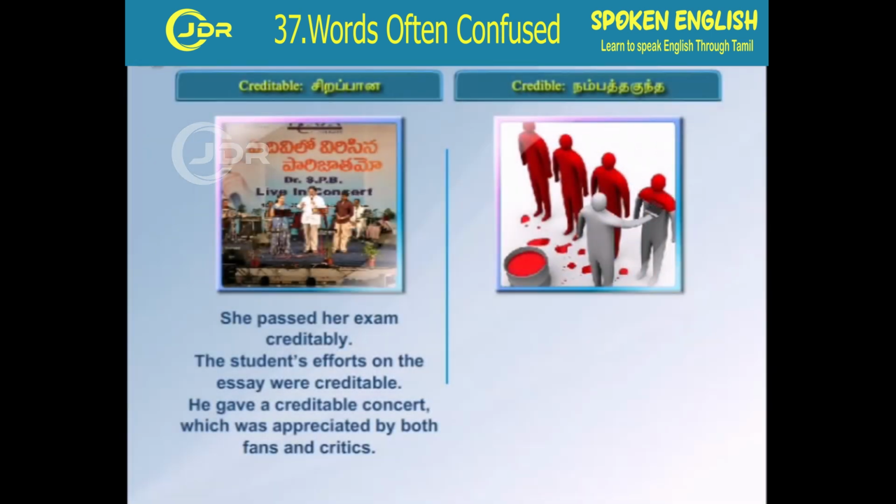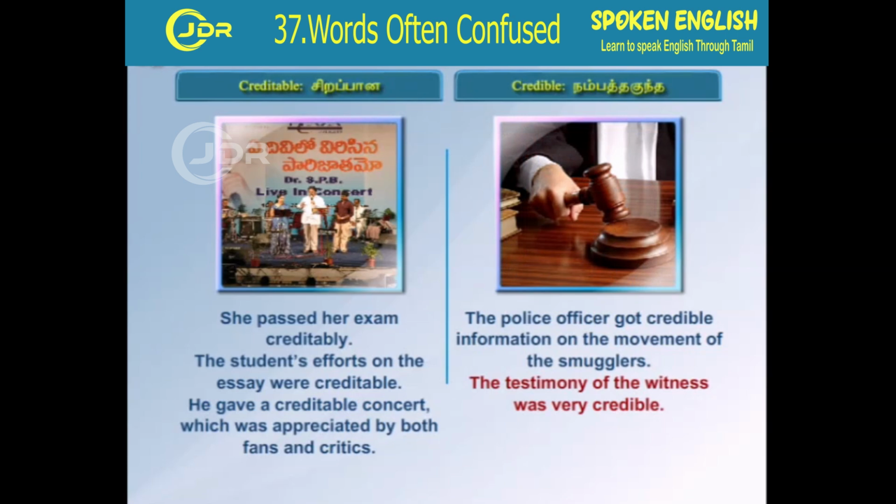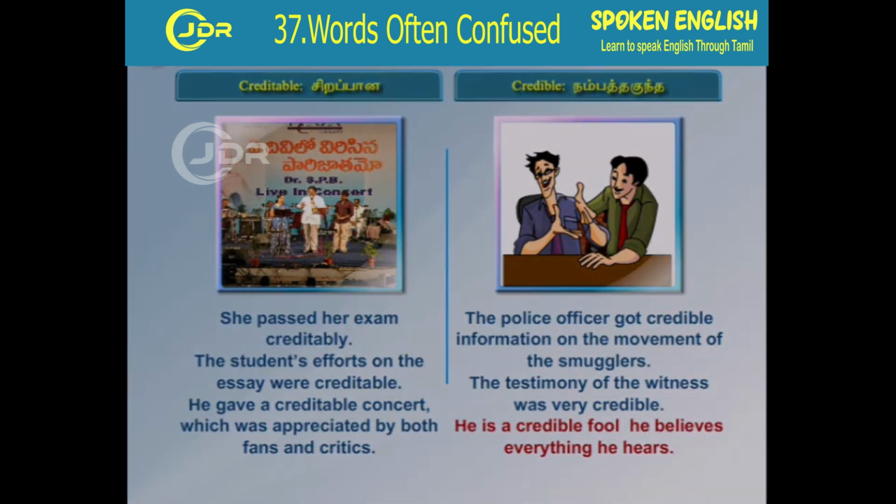Credible. The police officer got credible information on the movement of the smugglers. The testimony of the witness was very credible. He is a credible fool. He believes everything he hears.